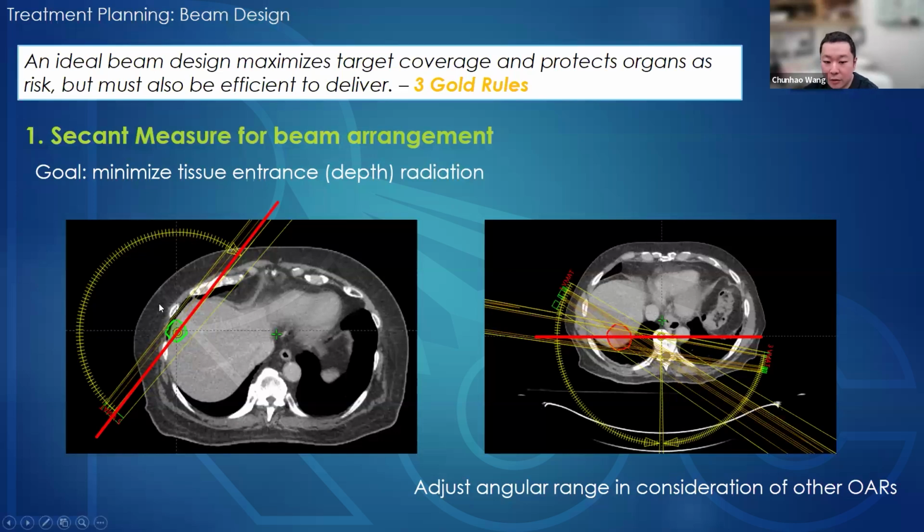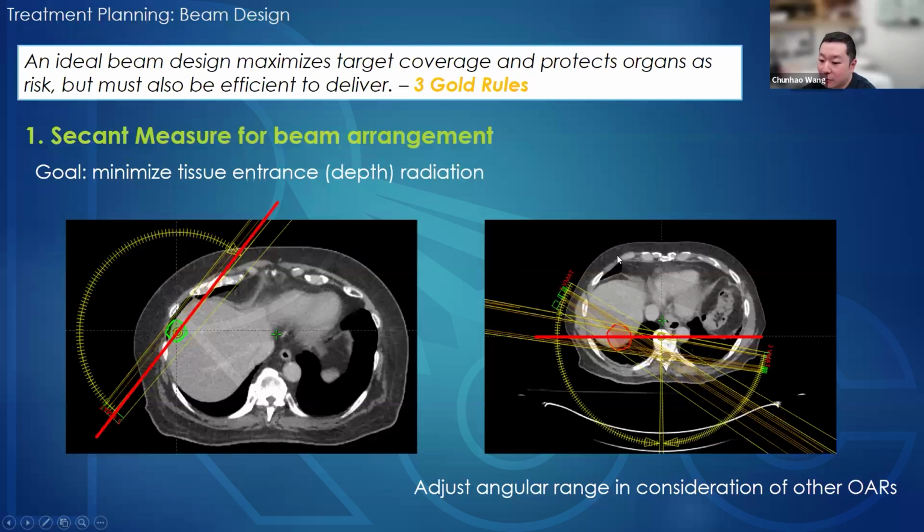All right, this is an example of treating a liver target on the right side. If we want to divide the body into two parts, we can draw a line like this. Then on the right side of this line, you can tell it's like half of the ellipse shape. So if we are delivering a half arc radiation, the body entrance depth is considered to be minimized in comparison to the other side of the body.